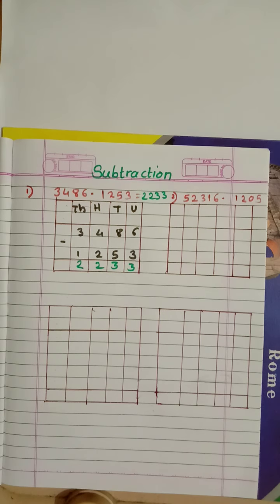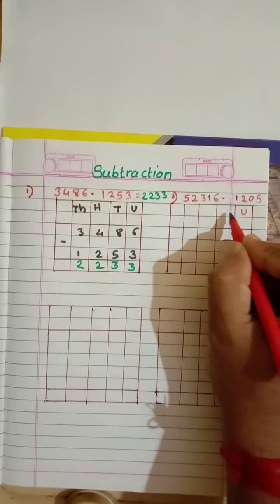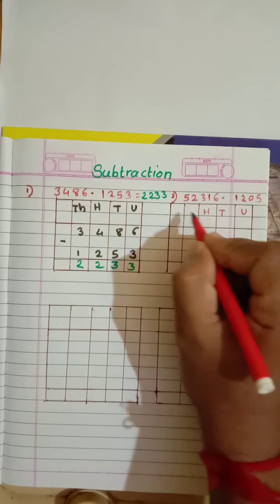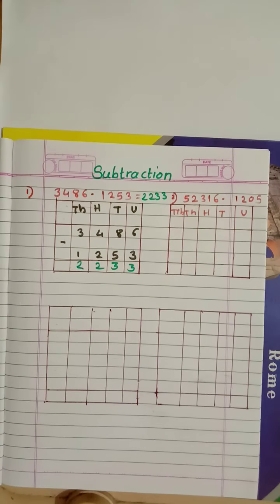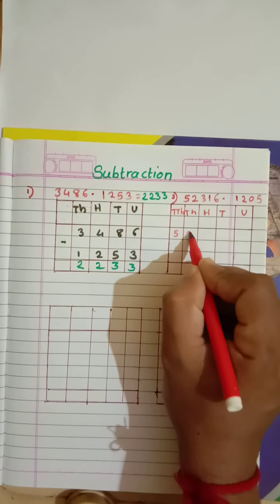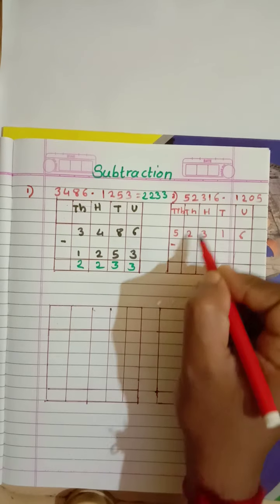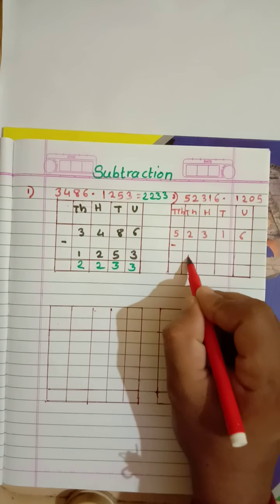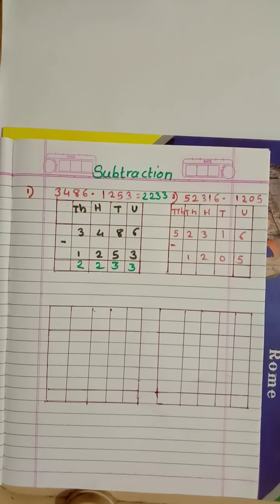Just write the places for it. Unit, tens, 100, 1000 and 10,000. Okay, fine. Write the numbers. 5-digit numbers start from 10,000. 52,316 minus, this is a 4-digit number, so it comes from the thousand place, 1,205. Okay, fine. As the numbers are written, we'll start subtracting.